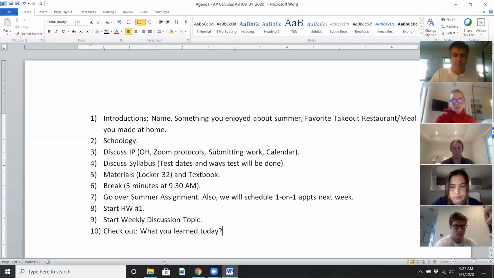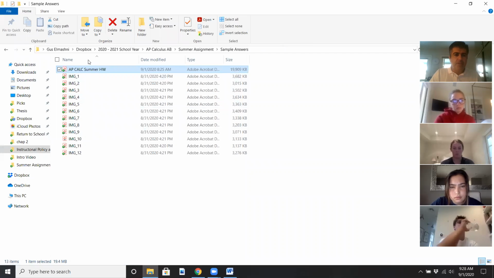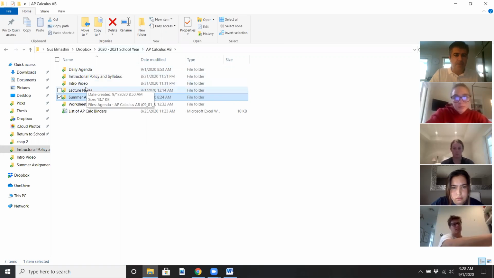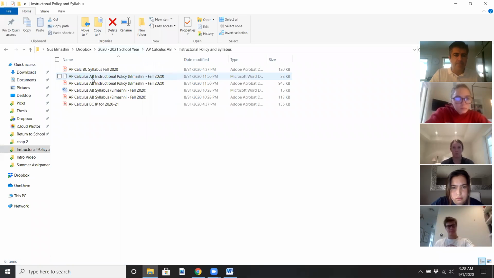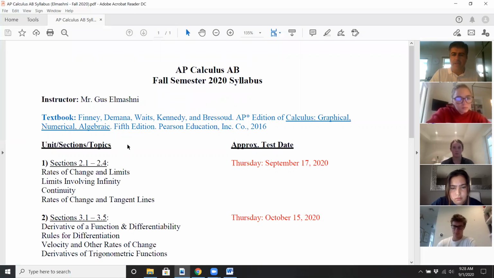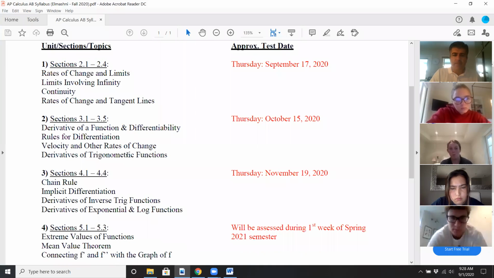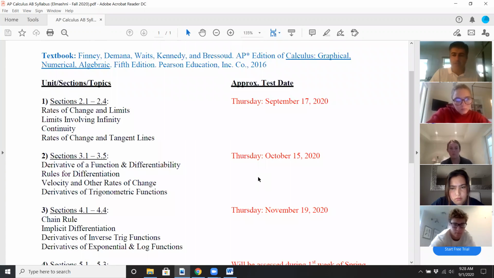But the instruction policy and syllabus, I definitely want to talk about. So you can access them through Schoology. I'm going to go to my Dropbox folder, and here is the syllabus. The syllabus is more of a timeline than anything else. It's a formal document: here's the instructor, here's the textbook we're using, and here are the chapters we're going to cover, the sections and the topics, and then approximate test dates.